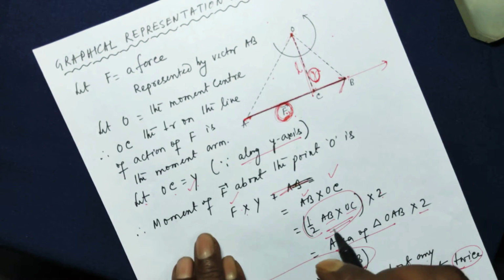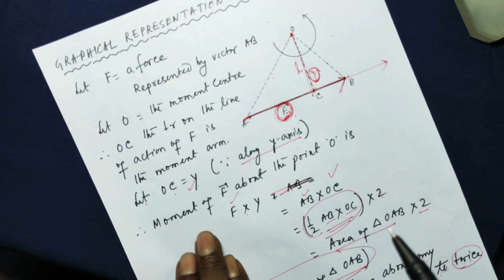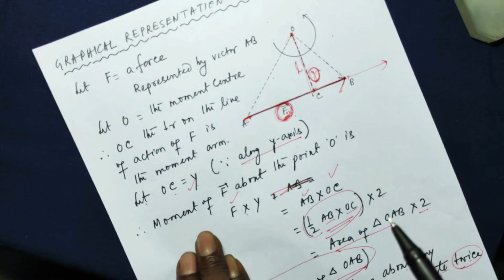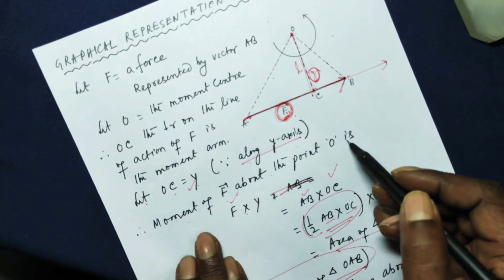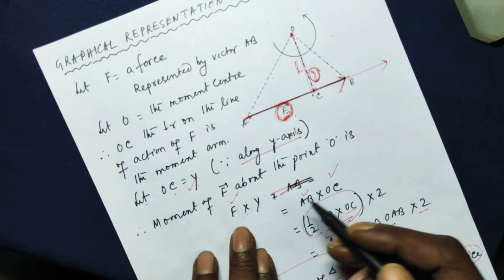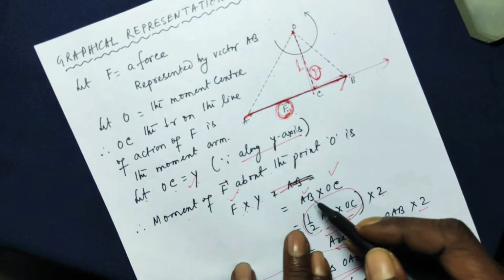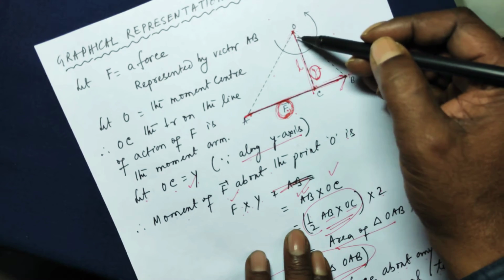So as I just explained, the moment of a force about a given point is calculated as the product of the force and the perpendicular distance from the point where you are interested to find the turning effect to the line of action of the force. So moment of F about point O is F times y. F is represented by the side AB, and the perpendicular distance y is nothing but OC.